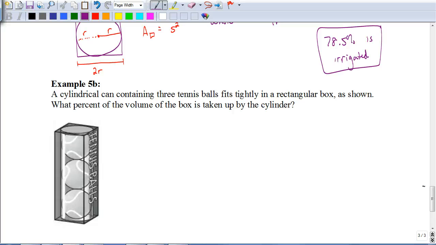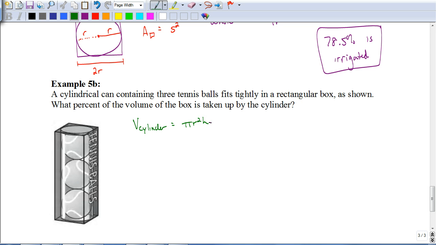Now, if you remember that trick of taking the part divided by the whole, that'll help you when we're trying to find percent. So let's look at this one. A cylindrical can containing 3 tennis balls fits tightly in a rectangular box as shown. What percent of the volume of the box is taken up by the cylinder? I'd give you these formulas, so you don't have to worry about the fact that it's not given here. The volume of a cylinder is pi times the radius squared times the height. That's what we have in the middle.